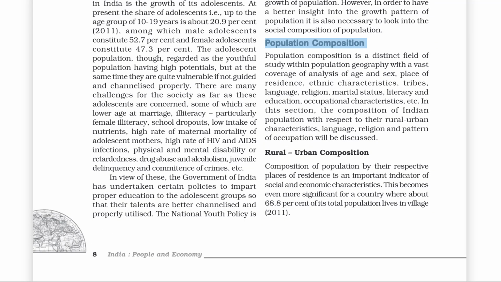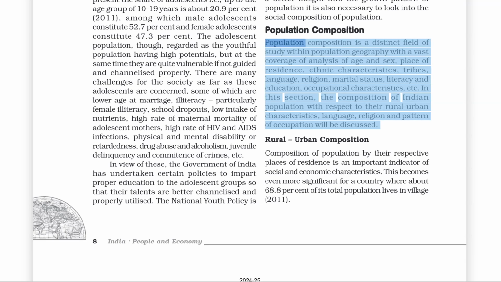Population composition is a distinct field of study within population geography with a vast coverage of analysis of age and sex, place of residence, ethnic characteristics, tribes, language, religion, marital status, literacy and education, occupational characteristics, etc. In this section, the composition of Indian population with respect to their rural-urban characteristics, language, religion, and pattern of occupation will be discussed.